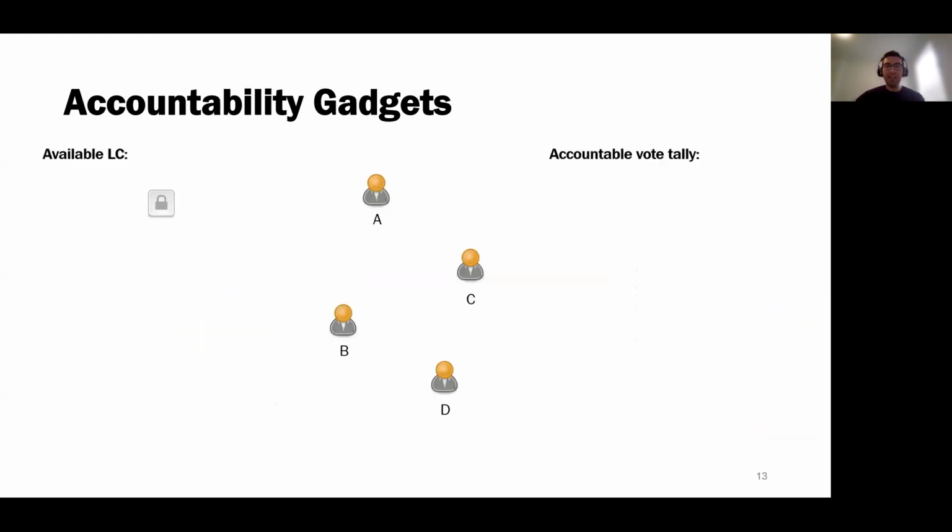Okay, let's see our accountability gadgets in action and observe how they provide availability and accountability for the full and the prefix ledgers respectively. In this example, we have 4 validators, A, B, C, and D. These validators propose blocks on the tip of the longest chain in their view. At this point, none of these blocks are checkpointed, so there is no accountable prefix ledger, and there is only the available full ledger.